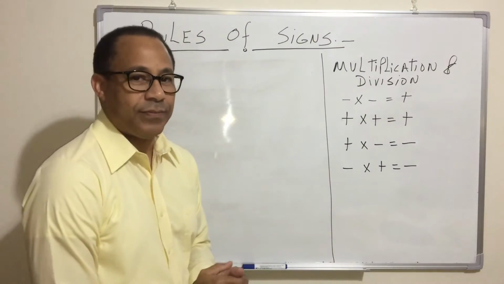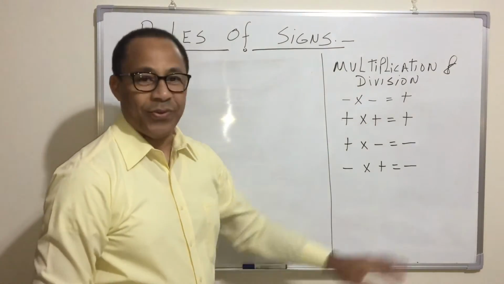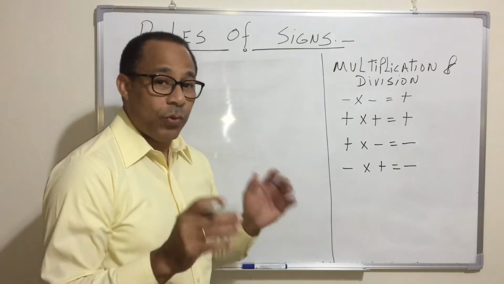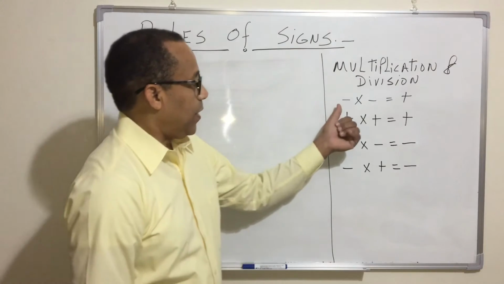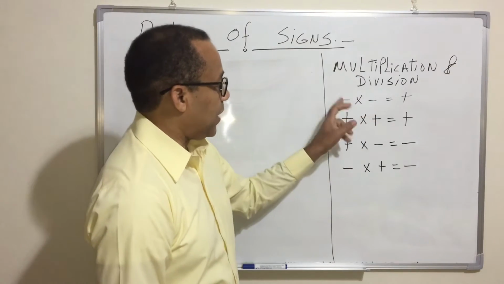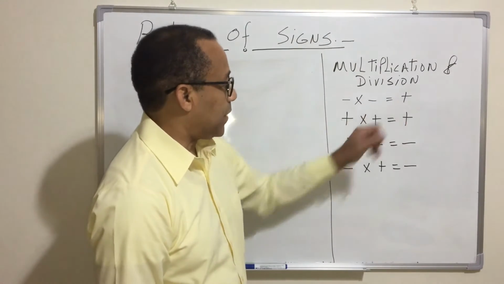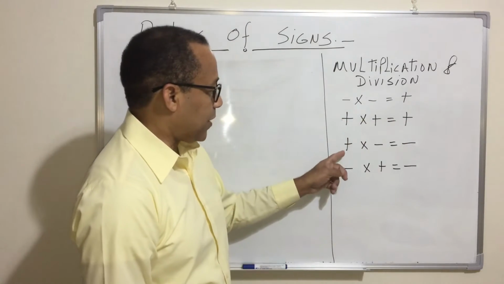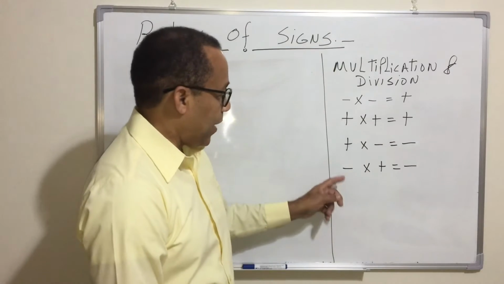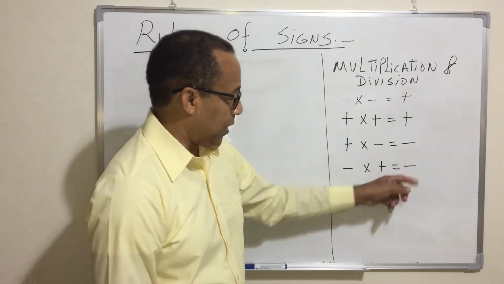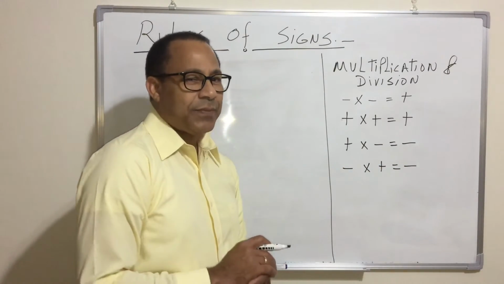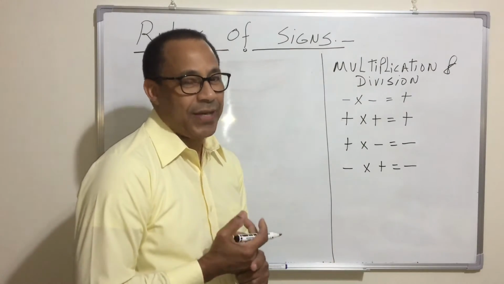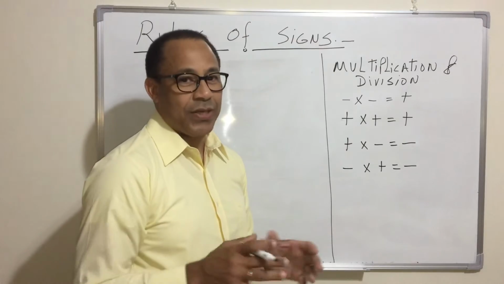Multiplication and division. And here is the rule. When talking about multiplying and dividing, the rules of signs say, multiplying two negative signs, you say negative times negative equals positive, positive times positive equals positive, positive times negative equals negative, and negative times positive equals negative. This might sound a little difficult to memorize, maybe not, but I can give you a trick.